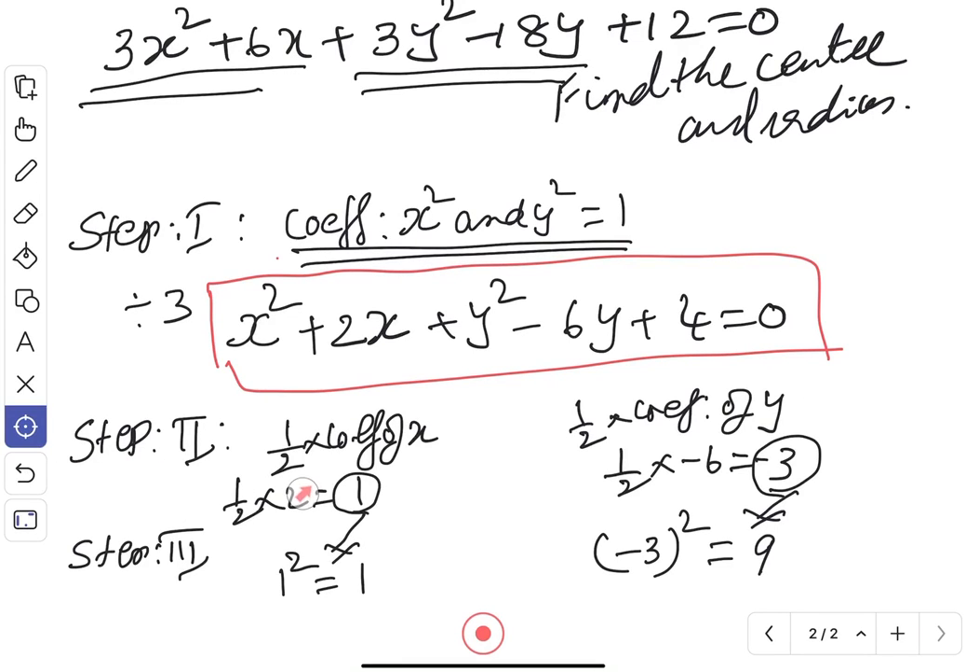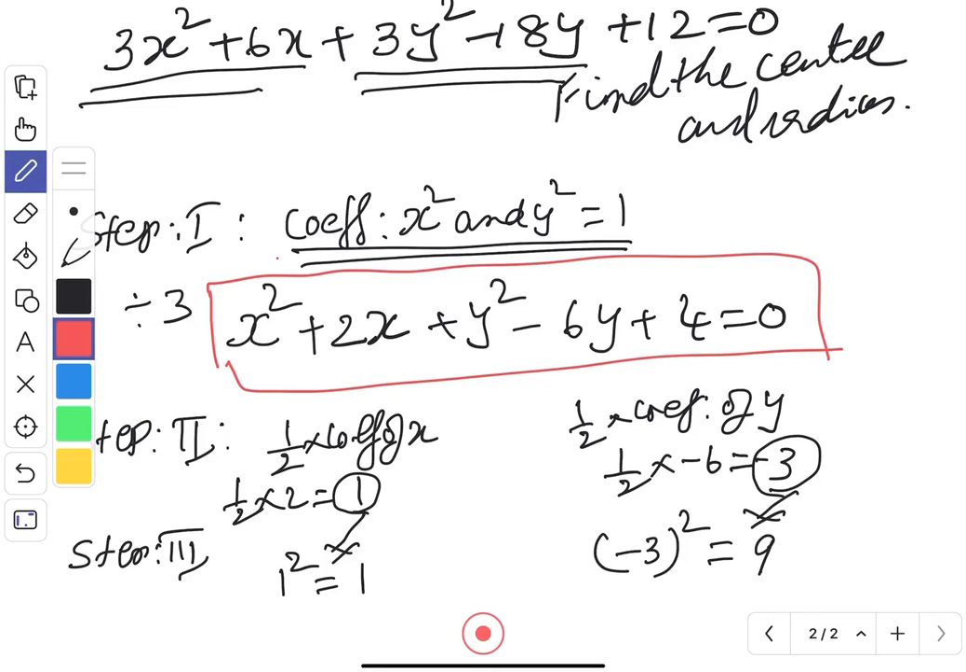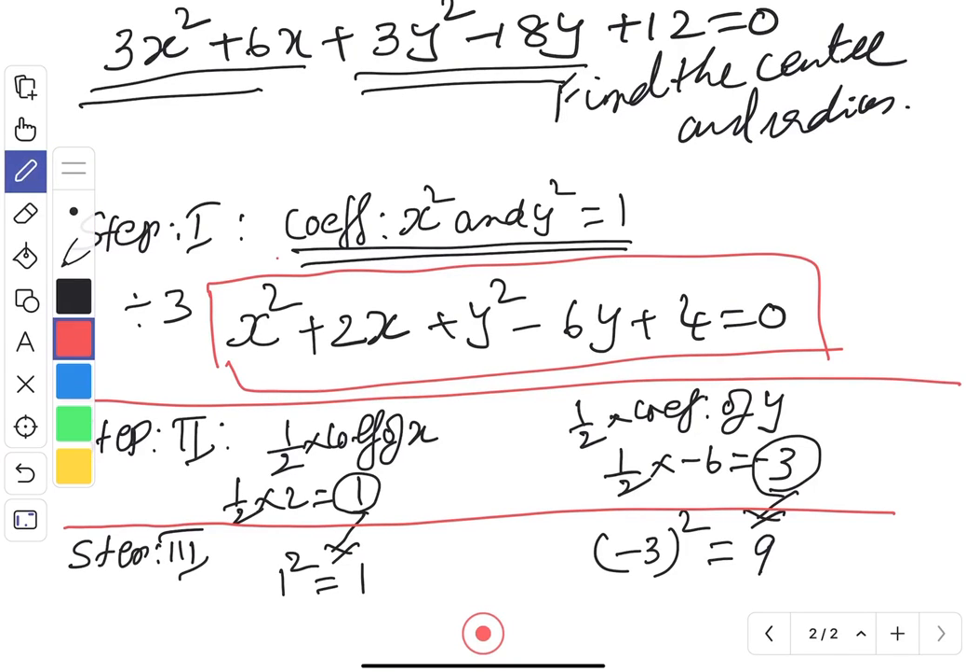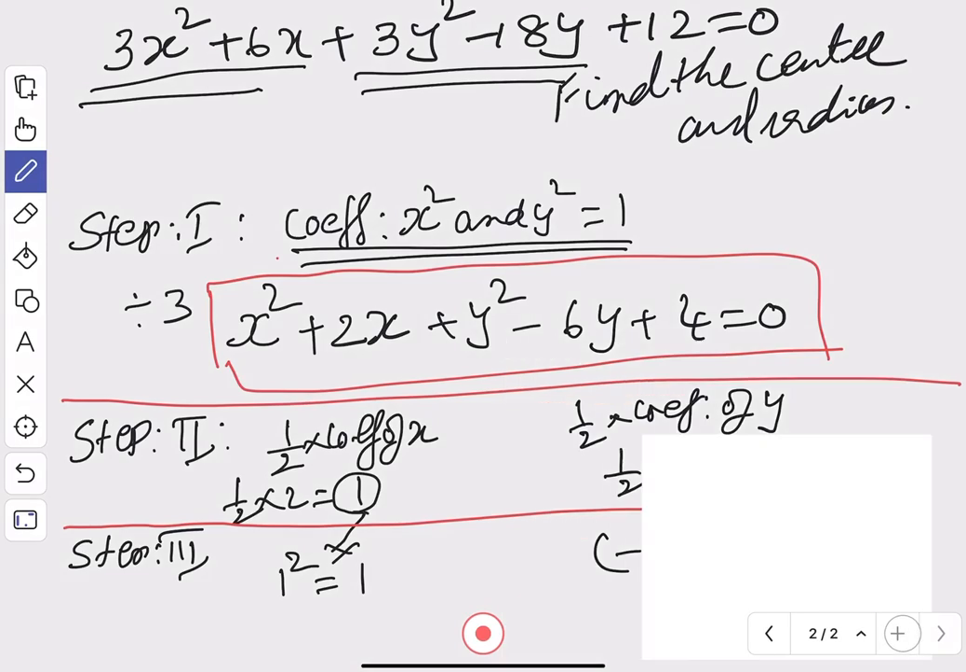Now come to step number 2. I take half of the coefficient of x, and that is half of 2, which is 1. Half of negative 6 is negative 3. So I got these two steps here. Now with step number 2 and step number 3, we'll go to the fourth step.